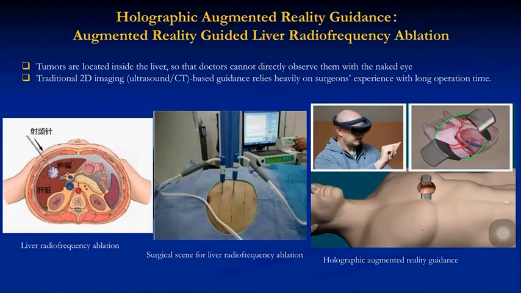And then another example of using VR or AR is this holographic augmented reality guidance in AR-guided liver radiofrequency ablations. We all know that tumors commonly are located inside, in this case the liver, let's say. Then the doctors cannot directly observe them with the naked eye. And traditionally, we use 2D imaging, like ultrasound or CT-based guidance, which relies heavily on surgeons' experience with long operation times.